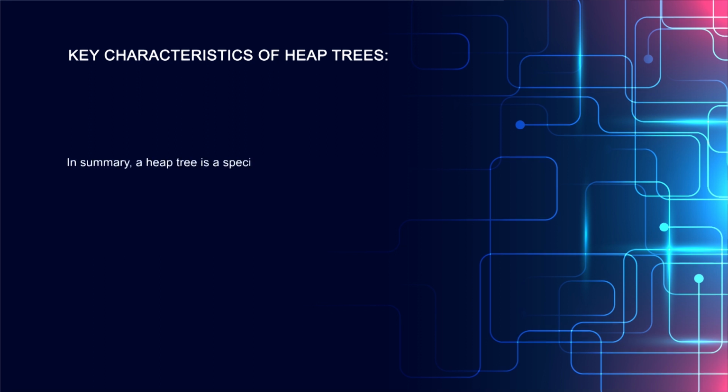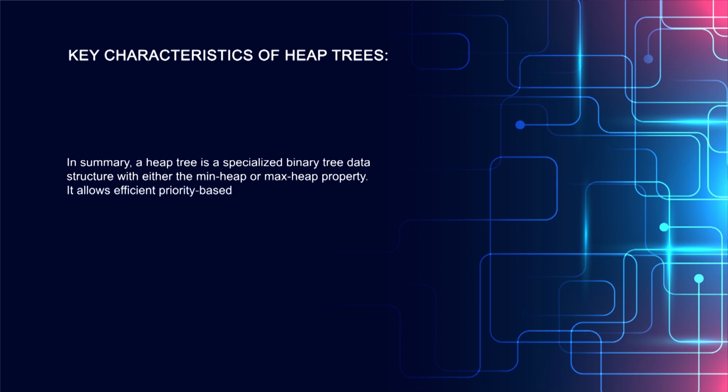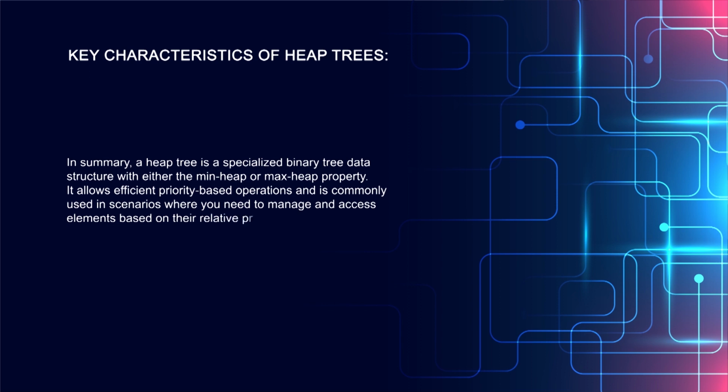To summarize, a heap tree is a specialized binary tree data structure with either the min heap or max heap property. It allows efficient priority-based operations and is commonly used in scenarios where you need to manage and access the elements based upon their relative priority or value.